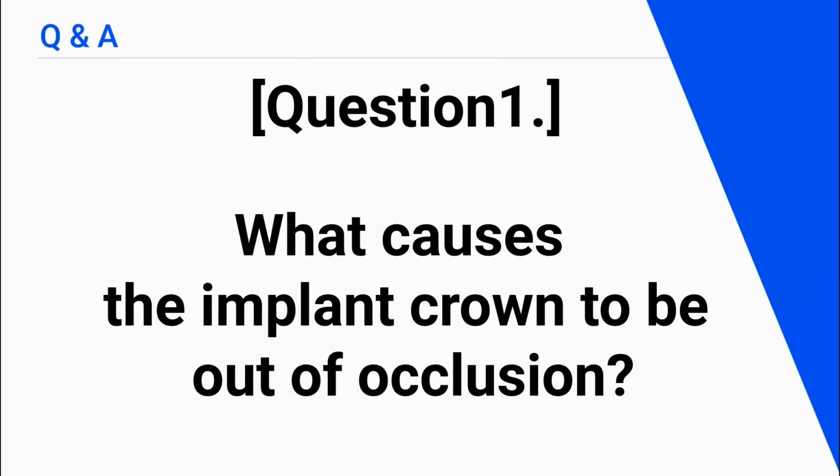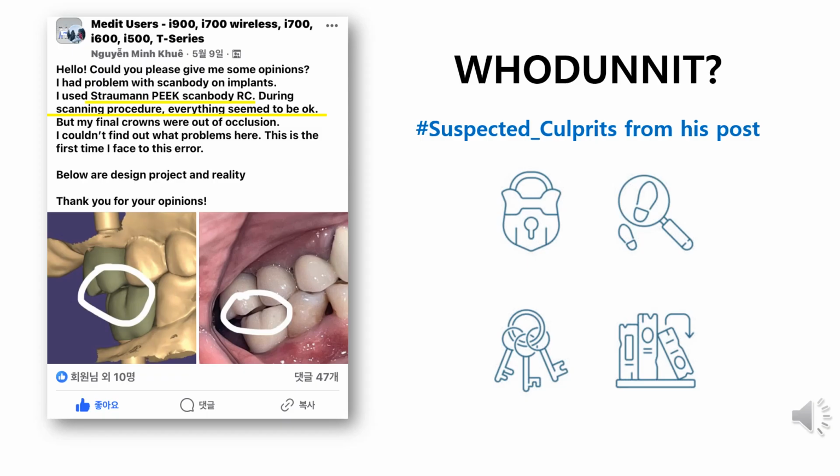What causes the implant crown to be out of occlusion? Why did the questioner's implant prosthesis have such a large error? Identifying the cause is like finding the culprit in a mystery novel. This is because we are trying to figure out who committed the crime and why and with what weapon. Just like a detective looking for clues, let's look for a list of suspected culprits in the questioner's post. The most likely suspect is always the scan body. A PEEK scan body was used during the scanning process in this case.